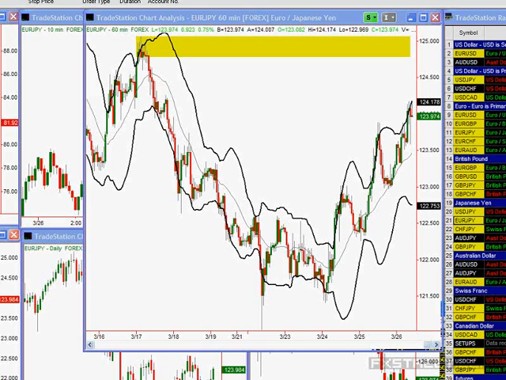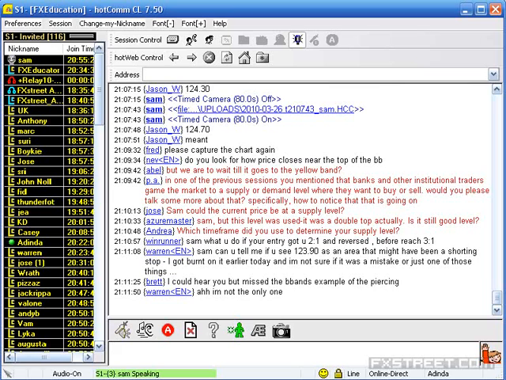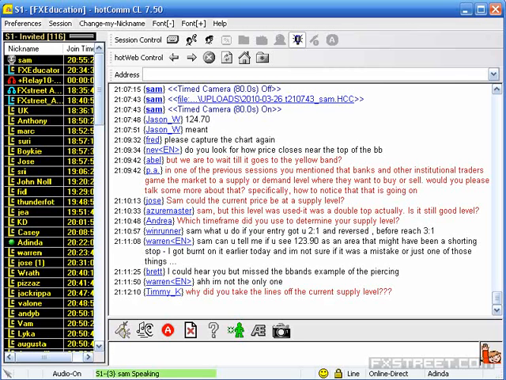Let's see, Windrunner, Sam. What do you do if your entry got you 2-to-1 in reverse before it reached 3-to-1? It depends what your rules are. Some people will move their stop to break even at 2-to-1 and then take some profits at 3-to-1. I myself would tend to not do that. I've done that before. It's okay. But I'll tend to either hit my target or get stopped out. I'm not that big on moving stops too much.